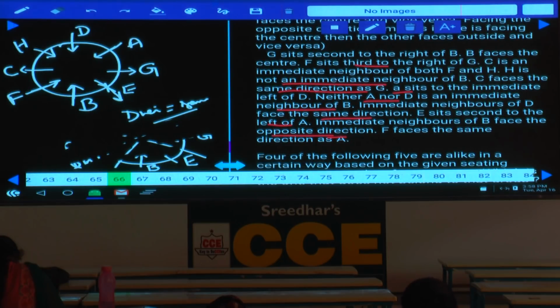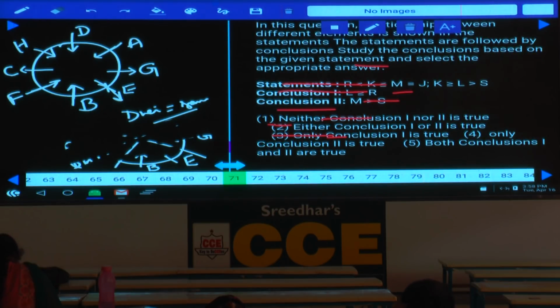Now in this 71 to 75, what is the information here? Now these 5 are based on coded inequalities. Now in question number 71, the conclusion between L and R. As the conclusion is in between L and R, tell me what is the letter which is common between the two statements. K is common. Now we need to move from K to R, isn't it? Now R lesser than K and K greater than or equals to L, isn't it? Now lesser than, greater than, two opposite symbols, and so no relation can be drawn between these two.